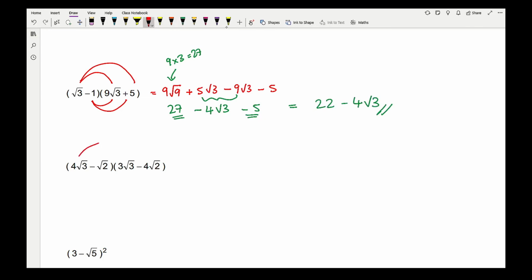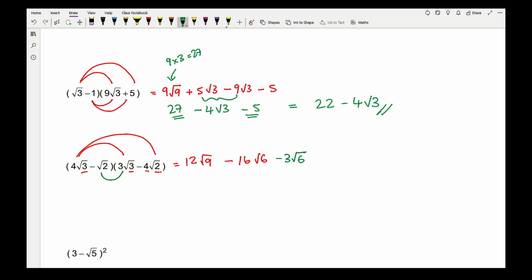So here I've got 4 times 3, which is 12, and I've got root 3 times root 3, which is root 9. And then I've got 4 root 3 times 4 root 2. So again, 4 times 4 is 16, and I've got root 3 times root 2, which is root 6. Then moving on to the next set, I've got minus root 2 times 3 root 3, so that's going to give me minus 3 root 6.